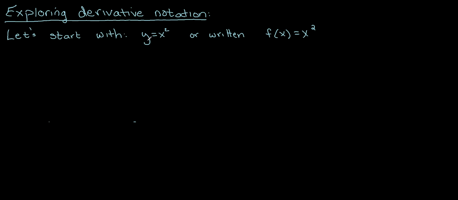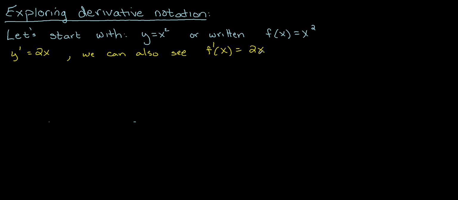All right, so we'll start with the function y equals x squared. It's our friendly little parabola, or sometimes it's written with function notation f of x equals x squared. Same idea. Okay, so if we wanted to find the derivative, sometimes we see that written as y prime. And we know from the power rule that y prime, or the derivative of y with respect to x, is 2x. And we can also see the notation f prime of x. And that means 2x, same idea.